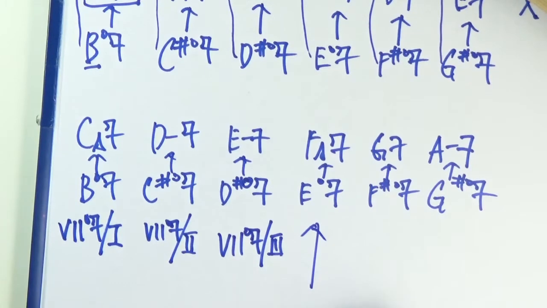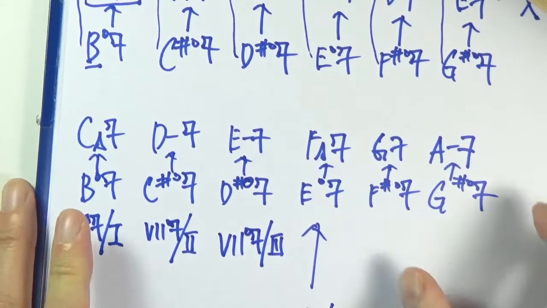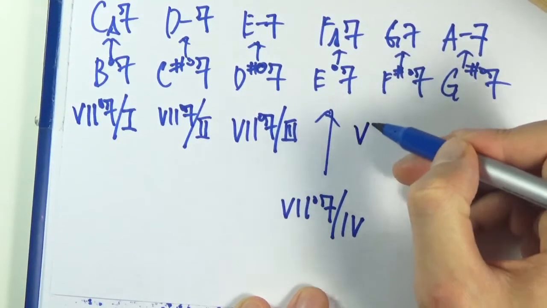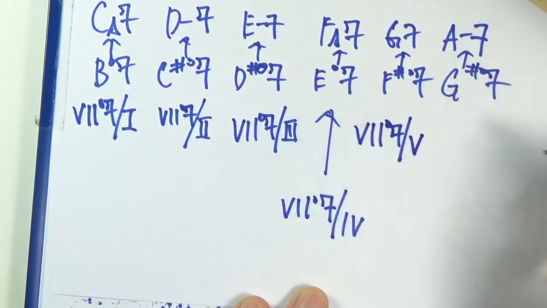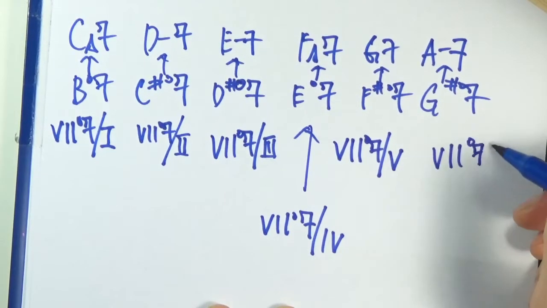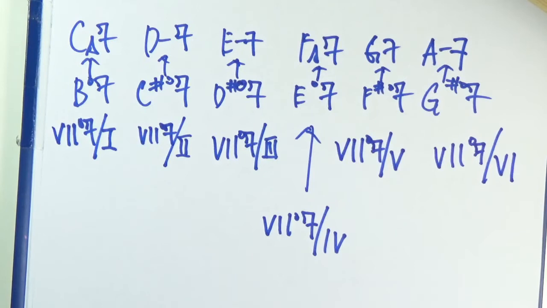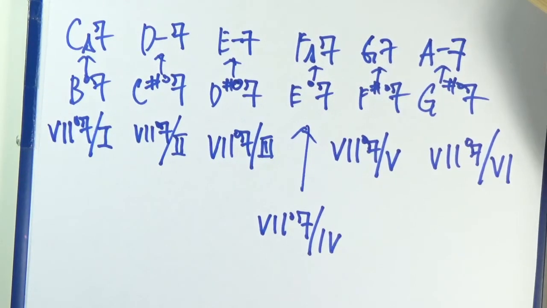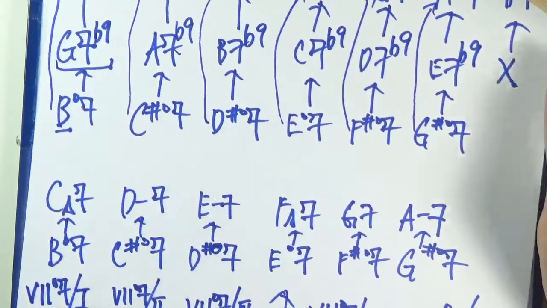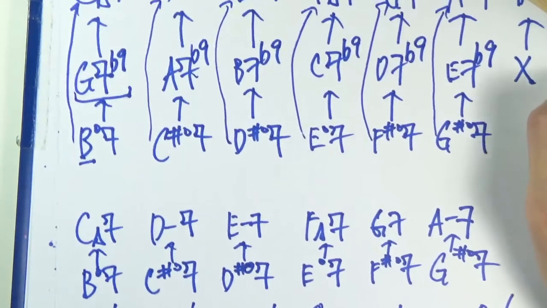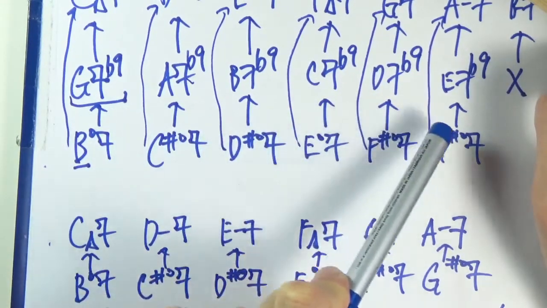Okay, and then this one is 7 diminished 7 of 4. And the F sharp here is the 7 diminished 7 of 5. And finally, this is the 7 diminished 7th of 6. All right, cool. So that's a variation on the secondary dominants. So instead of using dominant chords, you can use a diminished chord instead, and that would yield a dominant flat 9 sound.